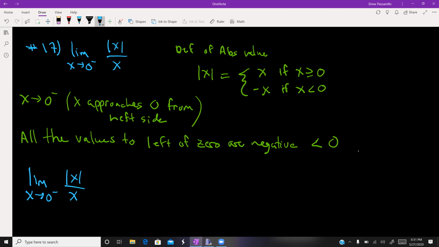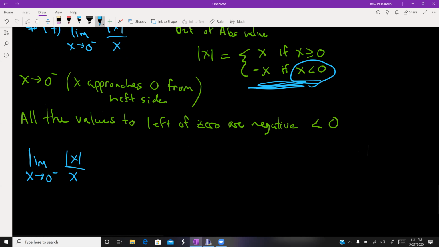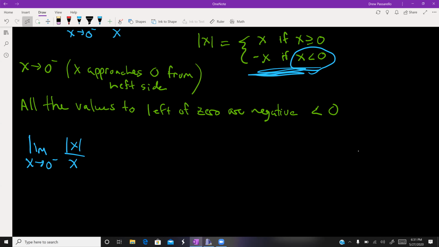since my x values are approaching 0 from the left, they're less than 0, which means as far as the piecewise function, I'm only dealing with this piece, since we're dealing with x values that are less than 0, approaching 0 from the left. So this will equal, plugging it in, by definition, the limit as x approaches 0 from the left of negative x over x when x is less than 0. And in this case, we're approaching 0 from the left, so that is what we're dealing with here.